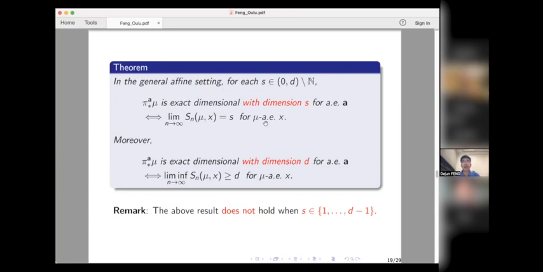In a general self-affine setting, we can still get some results. If s is a value in (0, d) but s is not an integer, then pi_A mu is exact dimensional with dimension s for almost all A if and only if S_n mu at x has a limit s for mu almost every point. Also, pi_A mu is exact dimensional with dimension d for almost all A if and only if the limit inf of S_n mu at x is greater or equal to d for mu almost all points x.